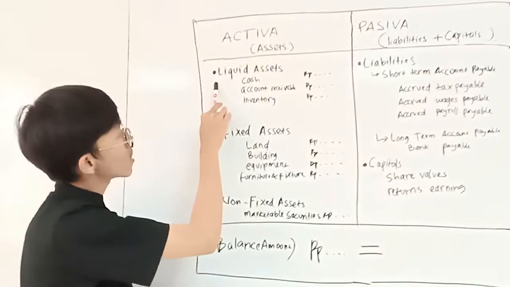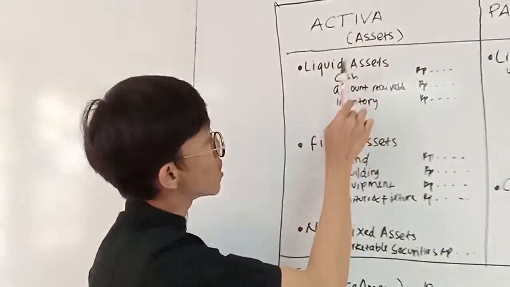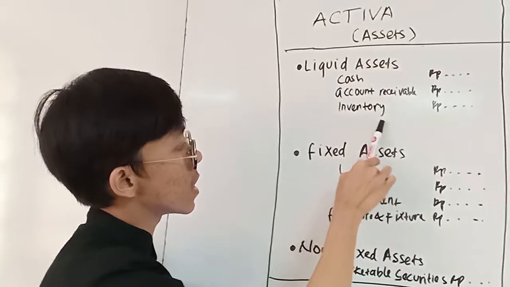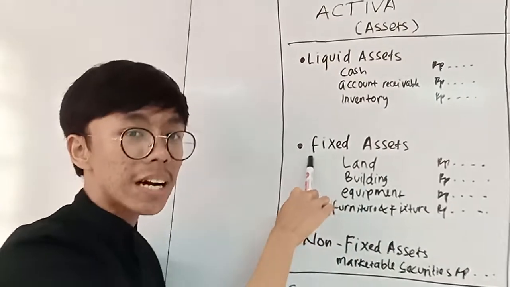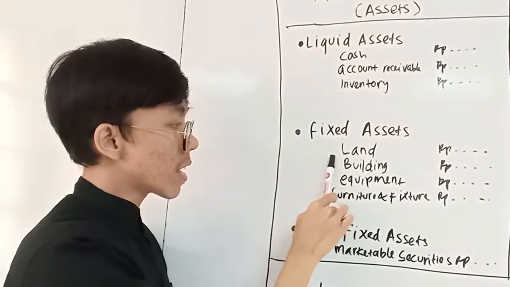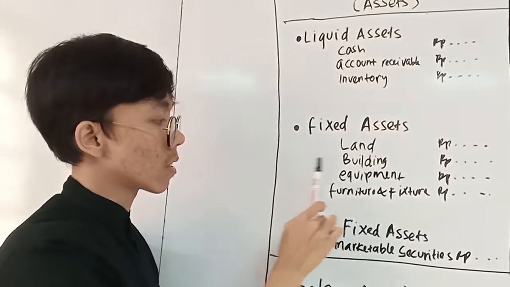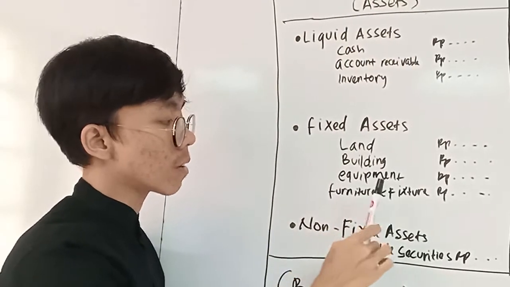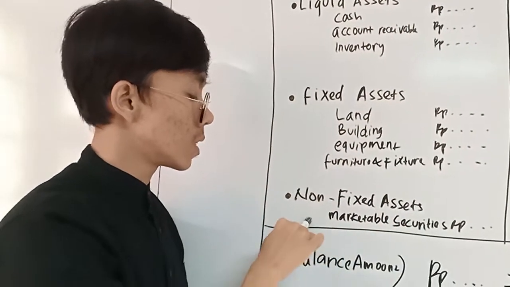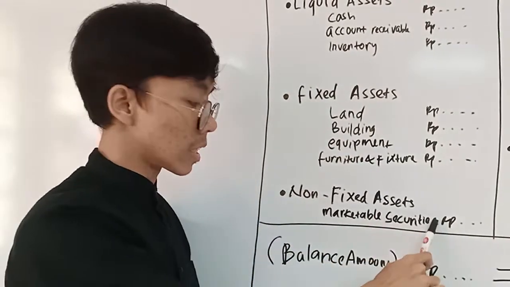The first component is liquid assets, which include cash, account receivable, and inventory. The second component is fixed assets, include the company's land, company's building, and equipment, furniture, and fixture. The last is non-fixed asset, which include marketable securities.